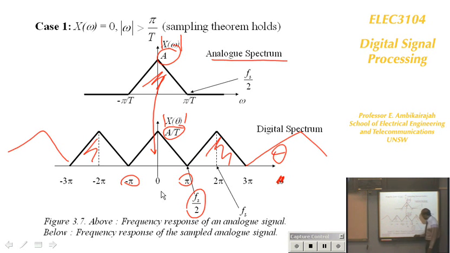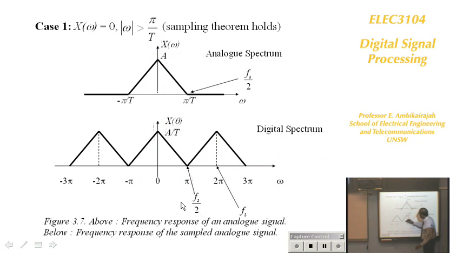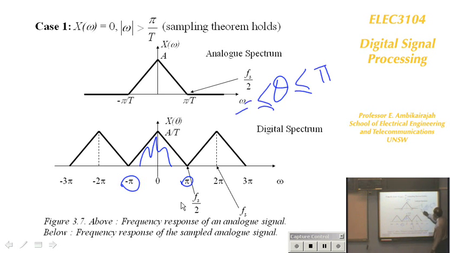So normally when you draw a digital spectrum, you only draw that part only. That's all you draw, that region. That's called the fundamental region. Theta is less than or equal to pi, greater than or equal to minus pi. That's all you draw. You don't draw this part at all, because we know it's going to repeat. But you will find this part will interfere with this if you did not properly filter it.